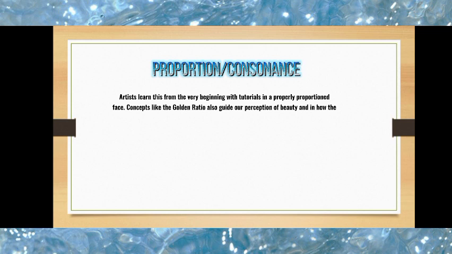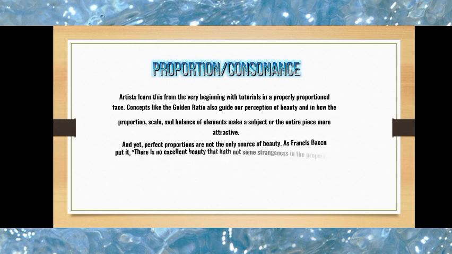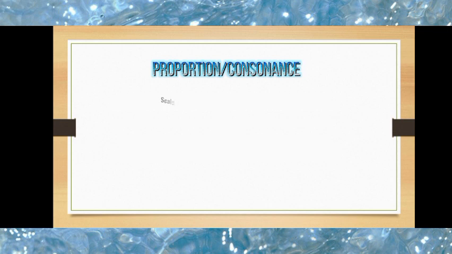Concepts like the golden ratio also guide our perception of beauty and how the proportion, scale, and balance of elements make a subject or the entire piece more attractive. And yet, perfect proportions are not the only source of beauty. As Francis Bacon put it, there is no excellent beauty that hath not some strangeness in the proportion. Scale affects our perception of perspective as well.